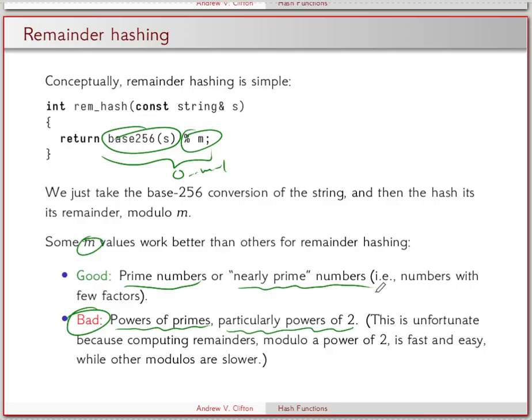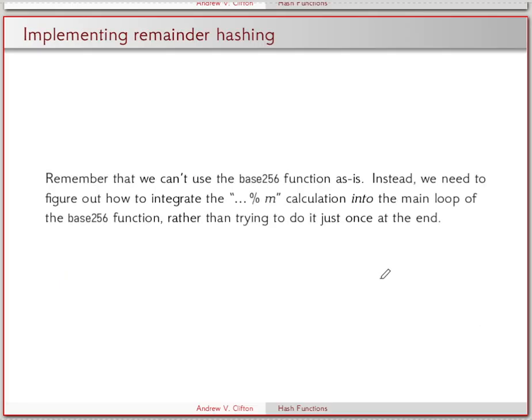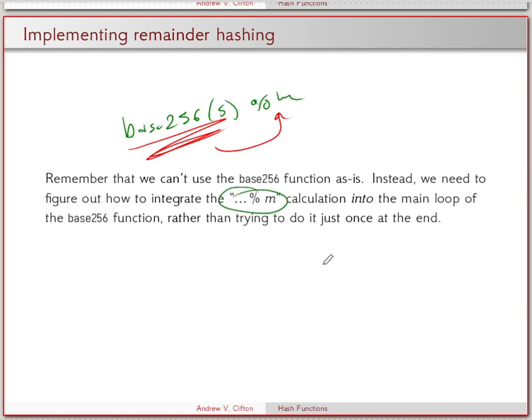But that's kind of what we have to give up here. Again, we can't just do that as is. We can't just take base 256 of our string and then do the modulo, because the base 256 function is going to overflow and screw up at some point, and then that screwed up value will get moduloed. So what we have to do is take the modulo m and move it inside of the base 256 function, inside of the loop, so that it happens while the loop is running and not just once at the end.